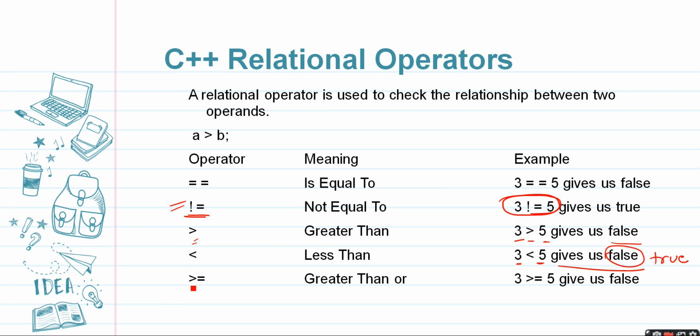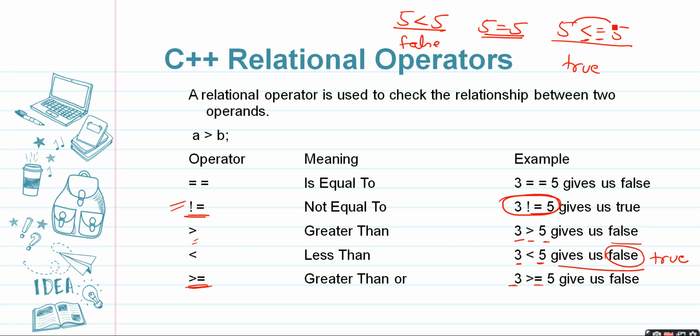Then we have greater than or equal to. This is termed as greater than or equal to. Let's say 3 is greater than or equal to 5. No, it is not. If one of the things is true, then it is going to return true. 5 is not less than 5, this is false. But 5 is equal to 5, right? So we have used two operators here, greater than or equal to. So 5 is greater than or equal to 5. It is surely not greater than, but it is equal to 5, right? So it is going to return true.